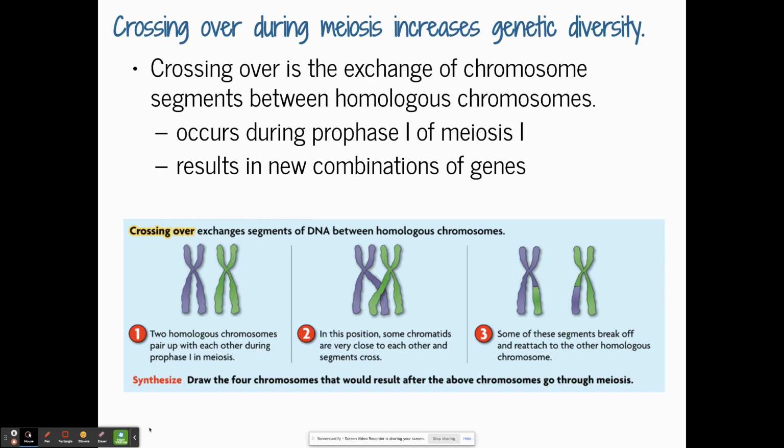As we see in this illustration, if I look at picture number 1, the two homologous chromosomes pair up during prophase 1, right? Remember we said the DNA made a copy of itself. Now in this position, some of the chromatids are very close to each other and their segments cross. Some of these segments break off and reattach to the homologous chromosomes.